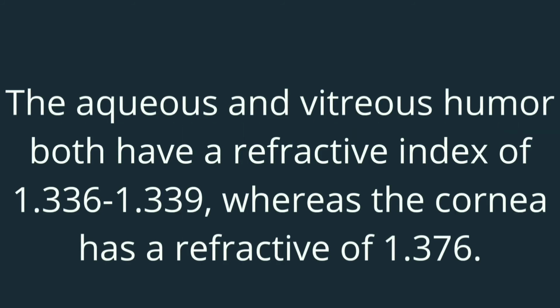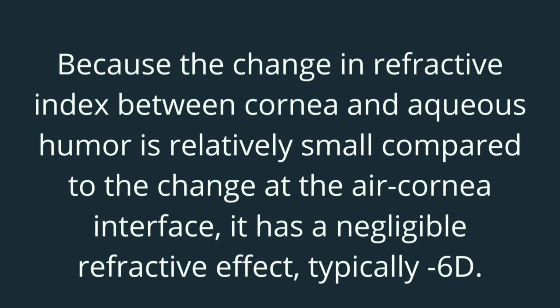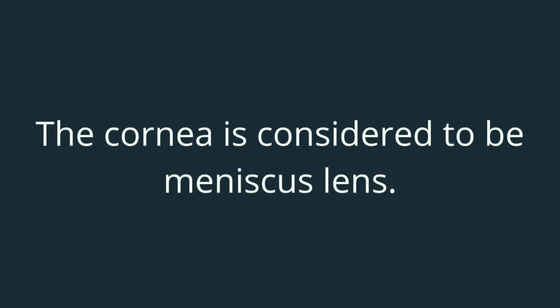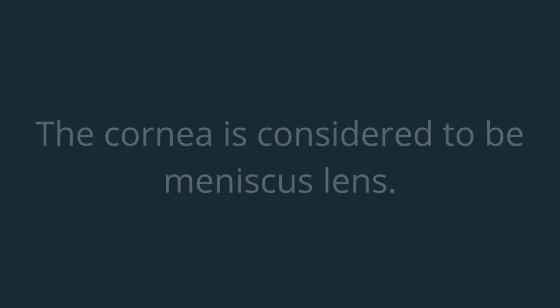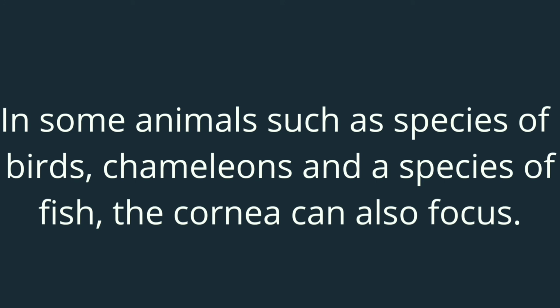The aqueous and vitreous humor both have a refractive index of 1.336 to 1.339, whereas the cornea has a refractive index of 1.376. Because the change in refractive index between cornea and aqueous humor is relatively small compared to the change at the air-cornea interface, it has a negligible refractive effect, typically -6 diopters. The cornea is considered to be a meniscus lens. In some animals, such as species of birds, chameleons and species of fish, the cornea can also focus.